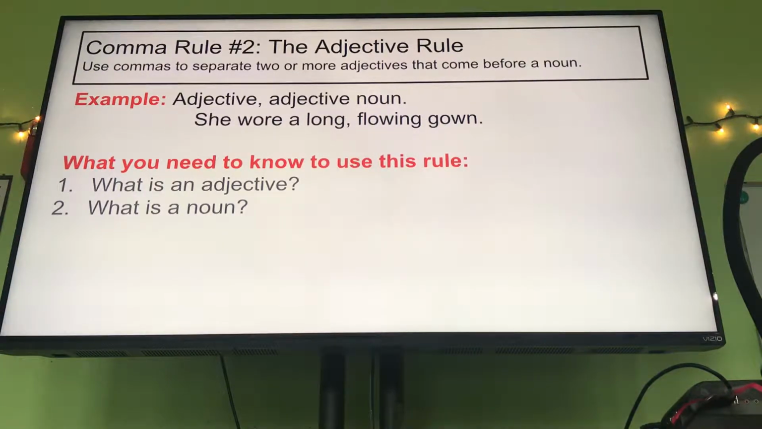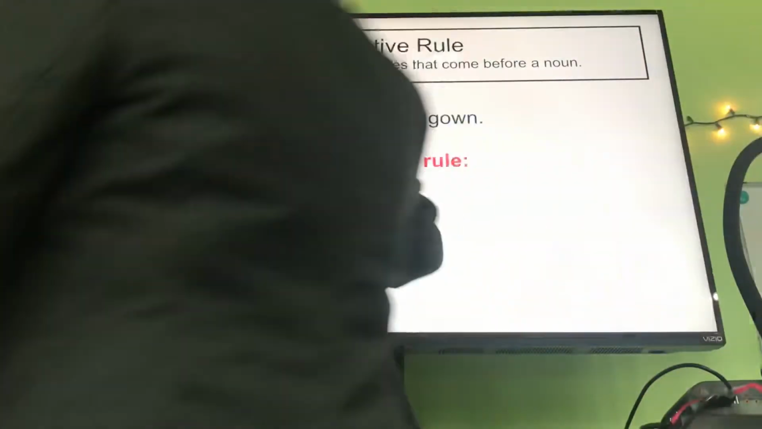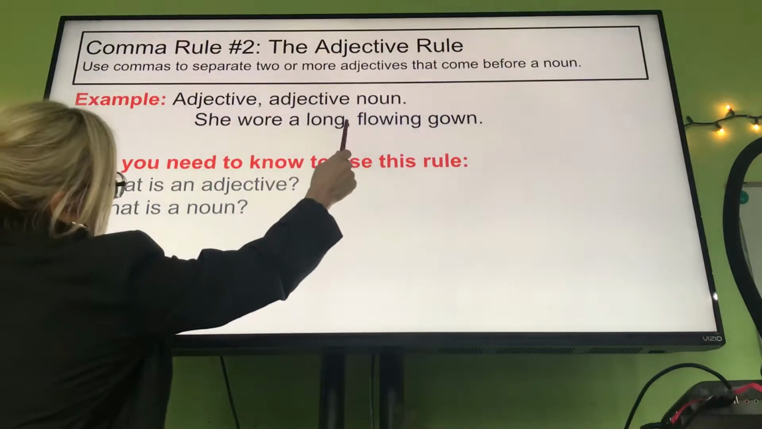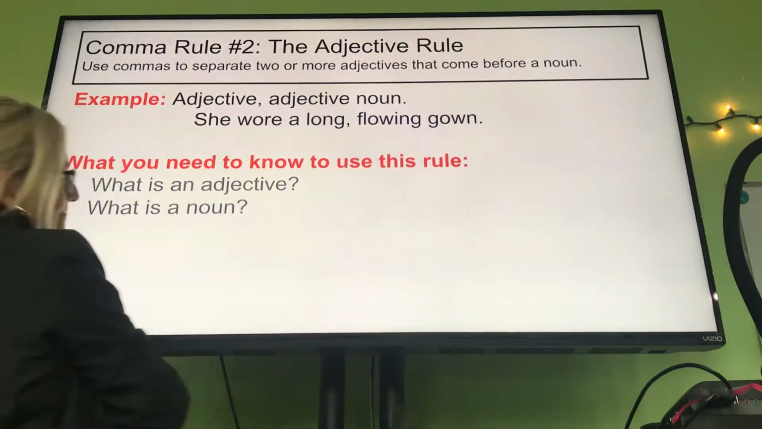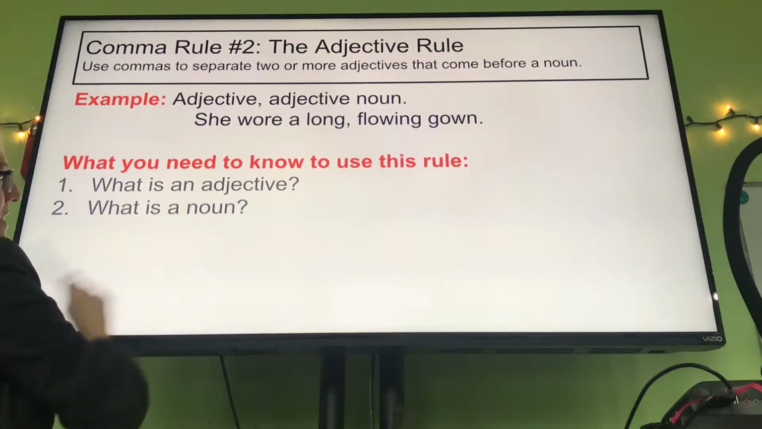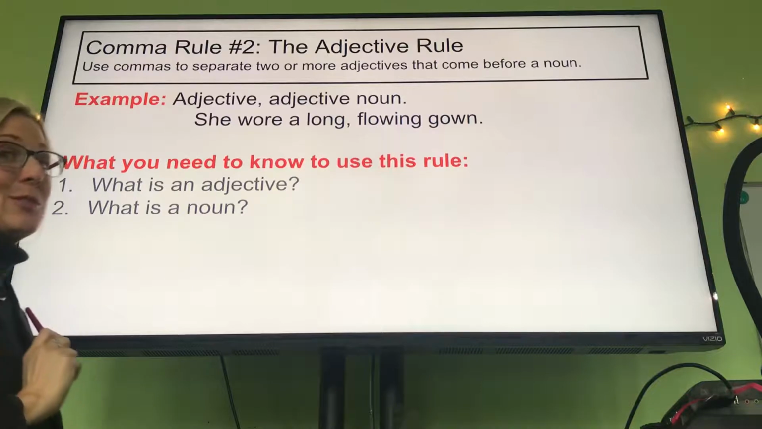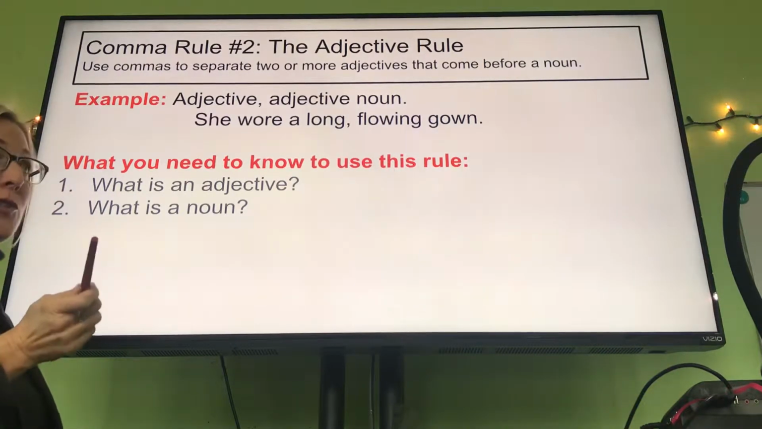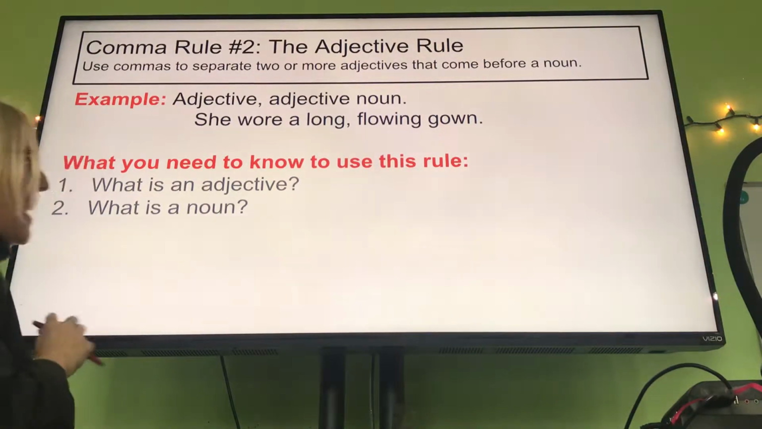Okay, the adjective rule. It's just simply when there's an adjective and a noun, you put a comma between the two adjectives. For example, she wore a long, comma, flowing gown. So, in order to use this rule, you need to know what an adjective is and you need to know what a noun is. And you absolutely should know that by now. Plus, also, we went over that recently.